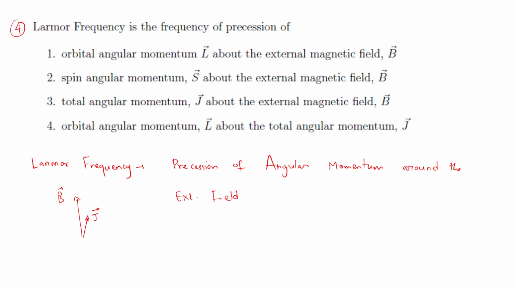So this will start spinning around this. It tries to spin around this, and this spinning is called Larmor precession. The frequency at which this spinning of the angular momentum takes place is called the Larmor frequency. So this is the correct answer: it is the total angular momentum J about the magnetic field B.